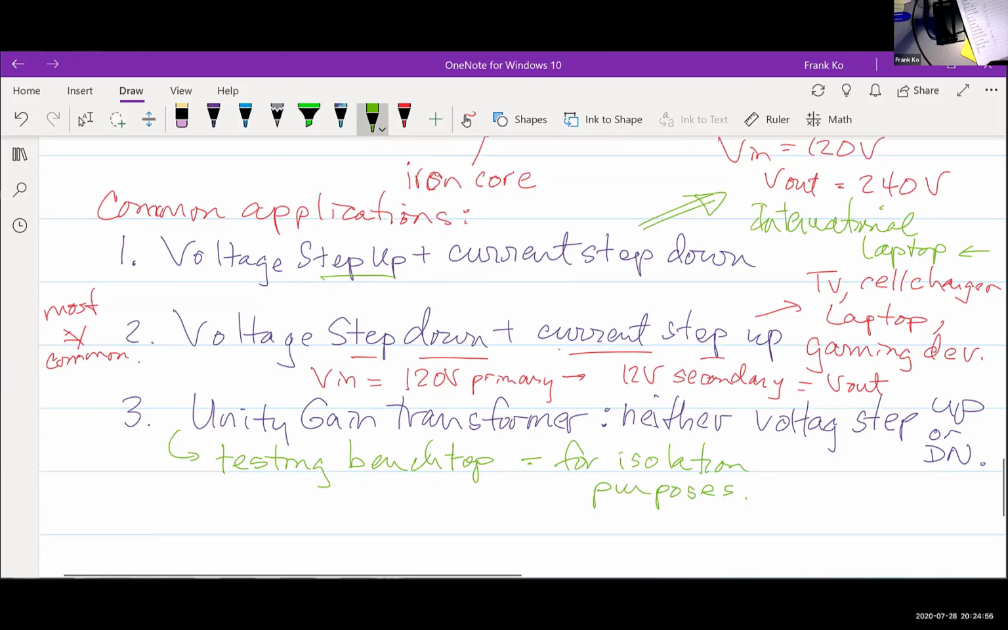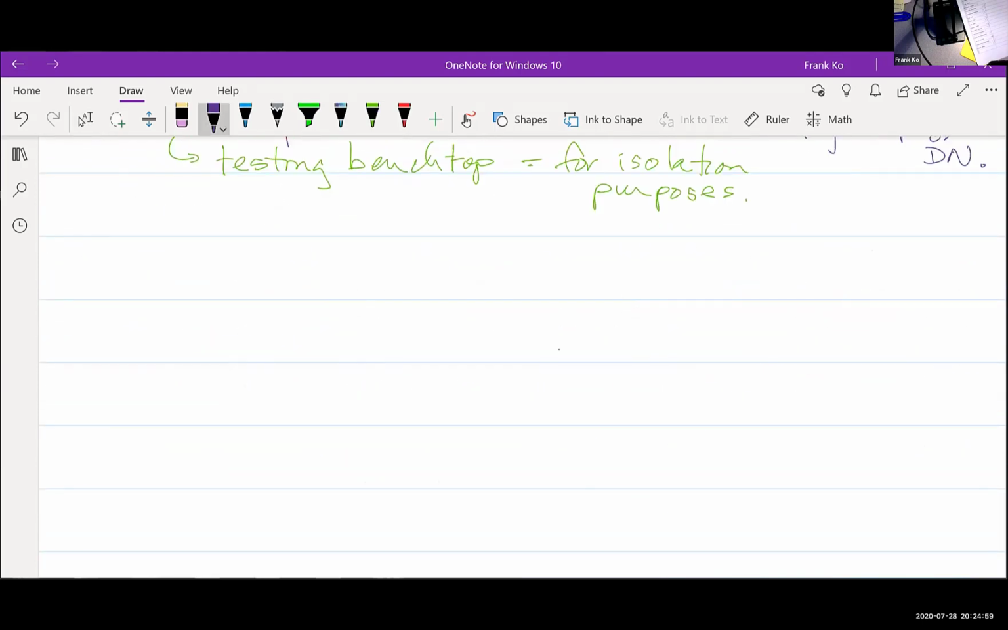Now, let me give you some transformer formulas. Very easy. Oh, let me give you an abbreviation.